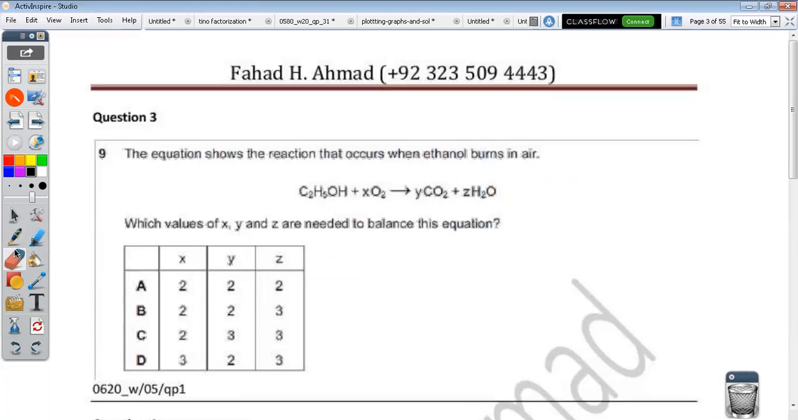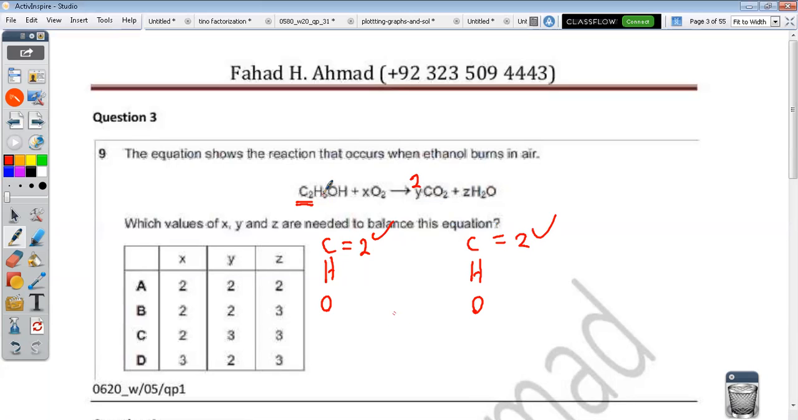Okay, look at this. We agree that there are two carbons here, so we should also have two carbons. We only have one carbon so far, so we put the two there. First of all, let's write the elements that are there. We've got carbon, hydrogen, oxygen. The same side, we've got carbon, hydrogen, oxygen. I'm doing it slowly. I've got two carbons here. I've put a two there, and now I have two carbons. Balanced. That's what I mean.